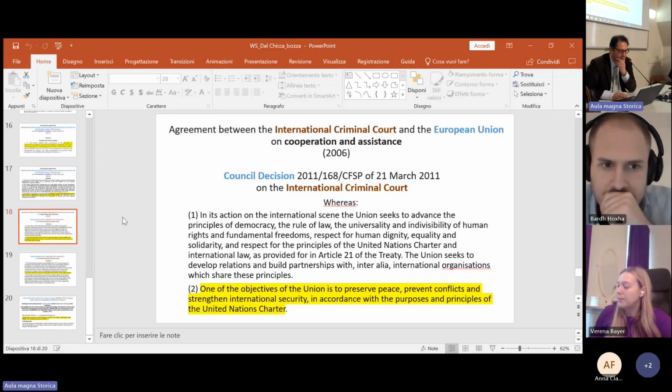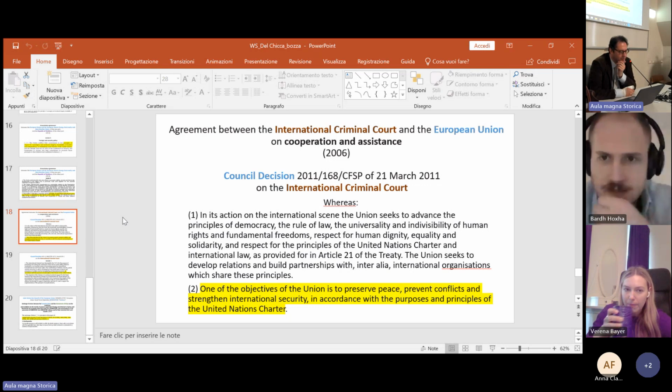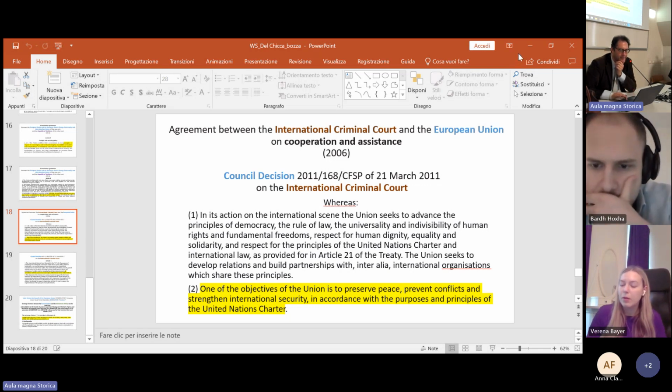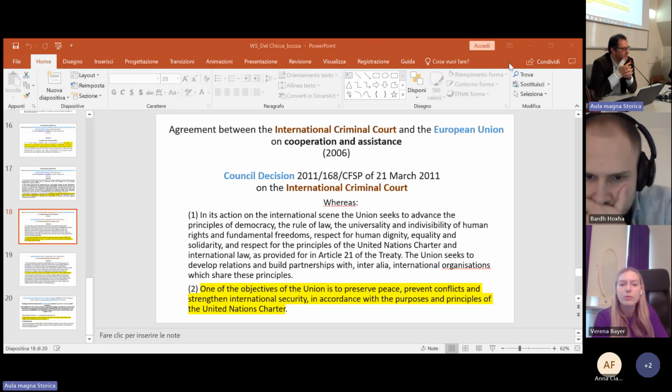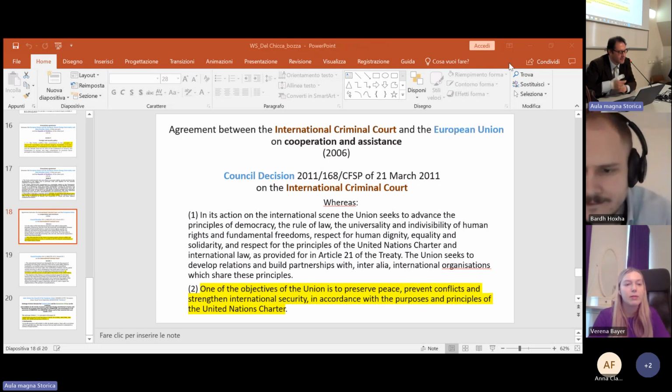We should also give a glance to the agreement between the International Criminal Court and the European Union on Cooperation and Assistance. The agreement is before the Treaty of Lisbon, 2006, but there is a council decision on that, because international agreements concluded by the European Union sometimes are followed by a council decision. The council is an institution of the European Union, and the council in some way gives application to the treaty inside the European Union. It's a sort of domestication of international agreements concluded by the European Union.